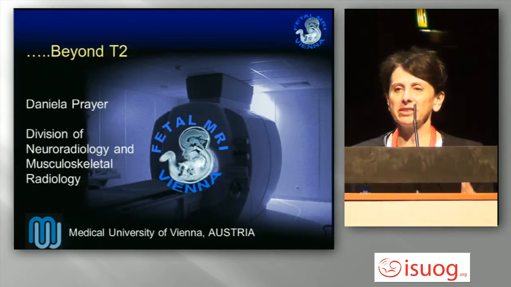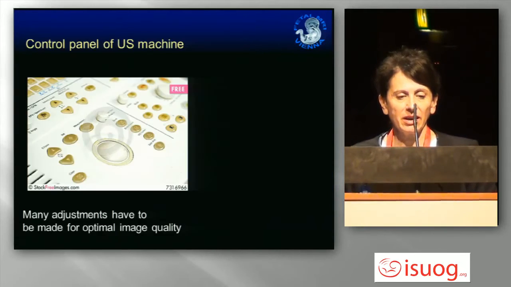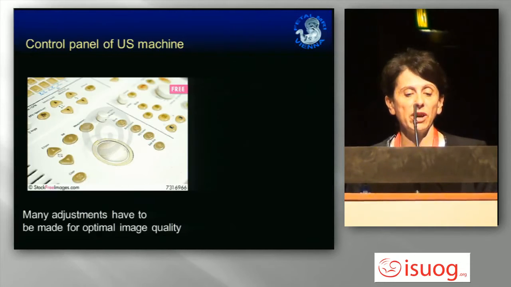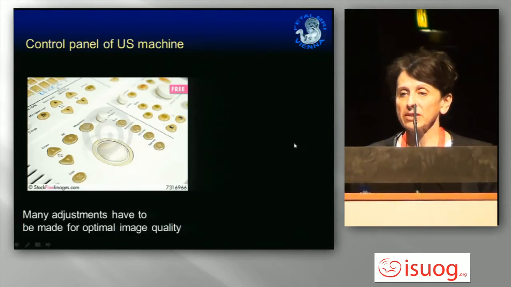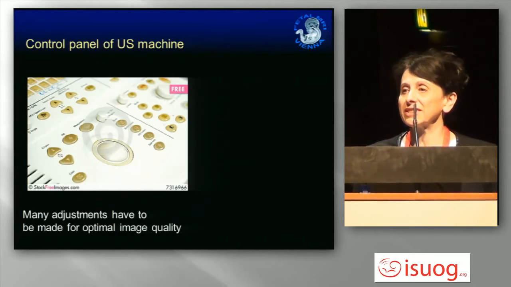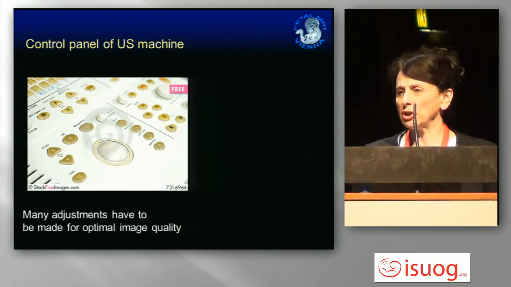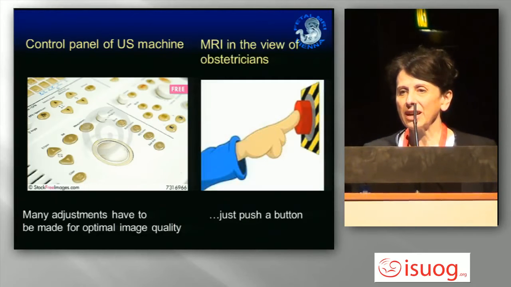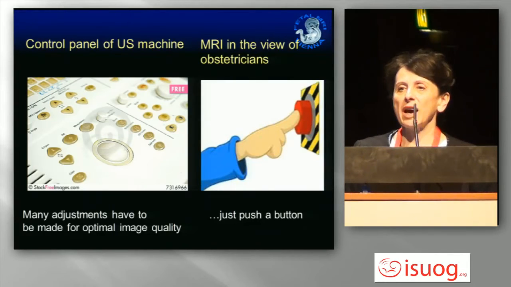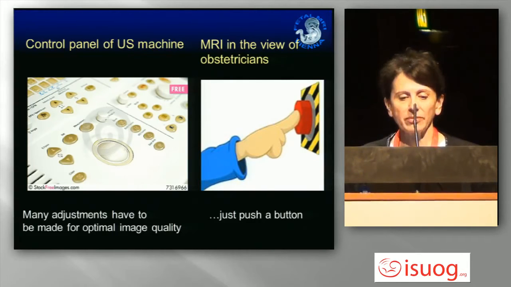Before going beyond T2, some statements. This is the control panel of an ultrasound machine, and you know that you have to do many adjustments to get optimal images. And you have to be an expert, a level 3 sonographer, to make these excellent images that you just saw. What about using MRI? Well, what you think is this. Mostly you are right, but there are also some possibilities to do it better.